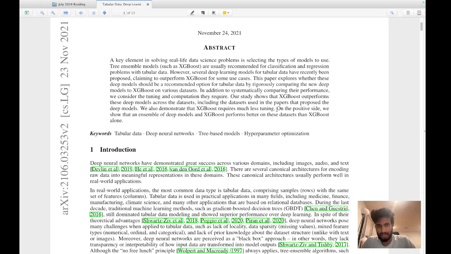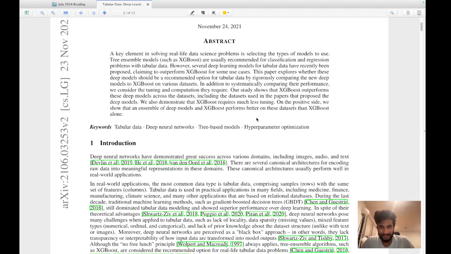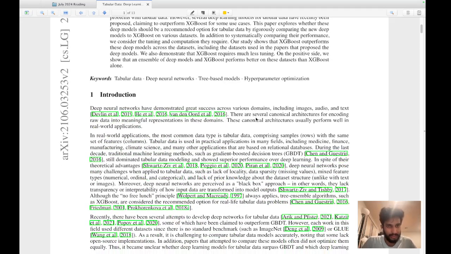Interesting. My assumption was that the authors of these deep learning papers did not do a lot of tuning, but now they say XGBoost needed much less tuning. Maybe these guys are really good. On the positive side, we show that an ensemble of deep models and XGBoost performs better on these datasets than XGBoost alone. Yeah, so there's a lot to explore here.